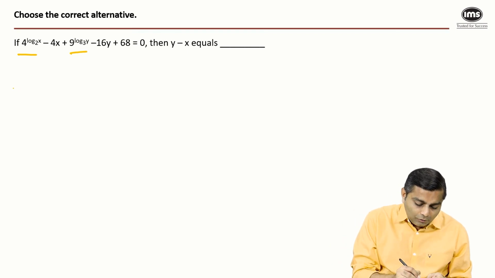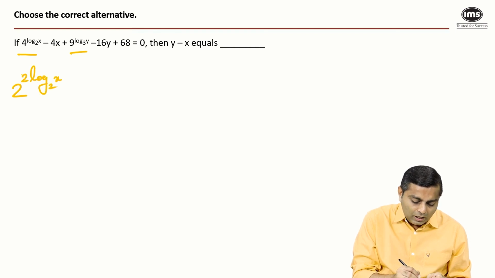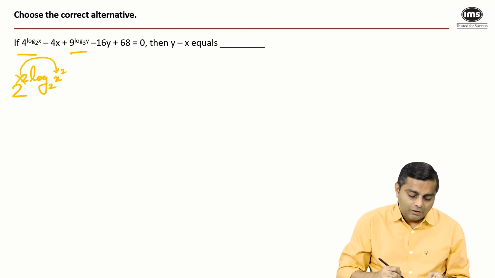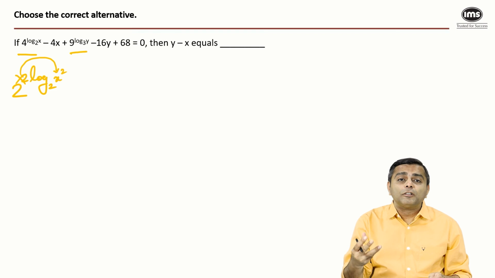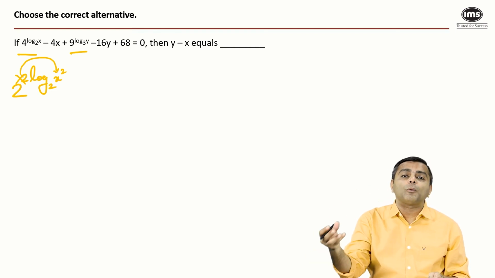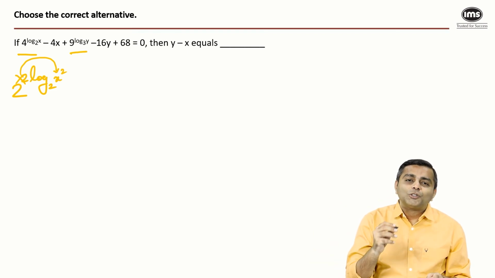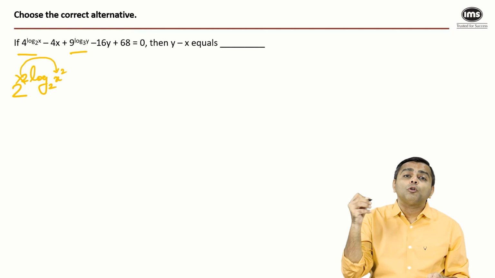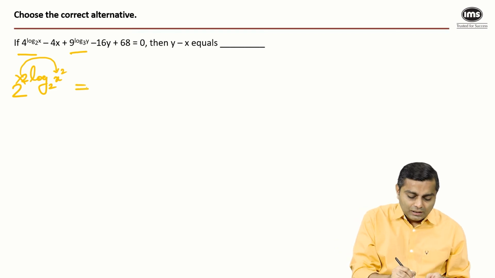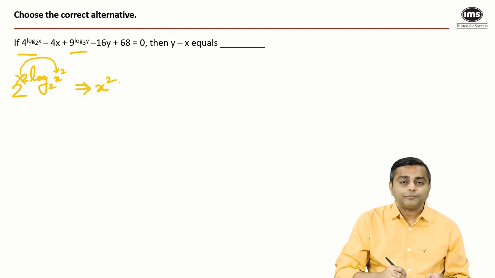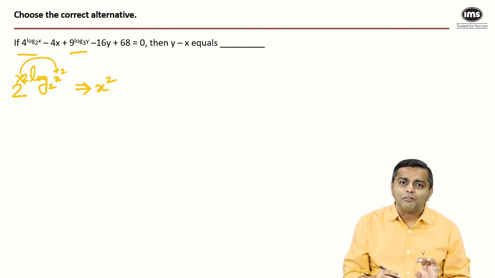Which means I can think of the first term as 2 raised to 2 times log of x to the base 2. I know this 2 can come here and become an x square, so we can get rid of this 2. It is then of the form 2 raised to log of x square to the base 2. This should ring a bell. 2 raised to log of x square to the base 2 is nothing but x squared. A very, very simple property of logarithm.